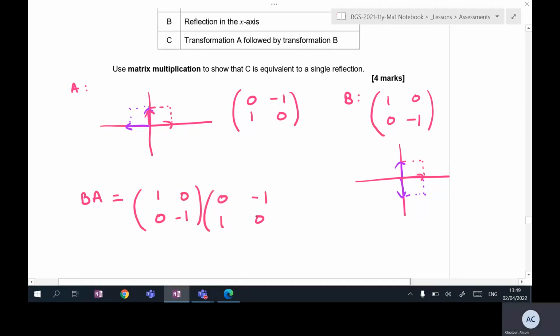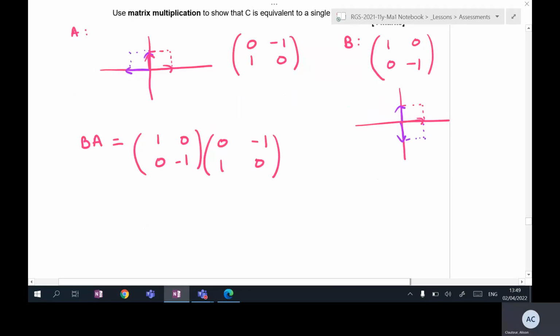0, -1, 1, 0. Remember with matrix multiplication, so to get this first one here, it's in the first row and the first column. So go along the first row, down the first column. So 1 times 0 and 0 times 1 still gives me 0. This one here, remember we go along the first row and then down the second column. So 1 times -1 is -1, and then we're adding 0. So it's just -1.